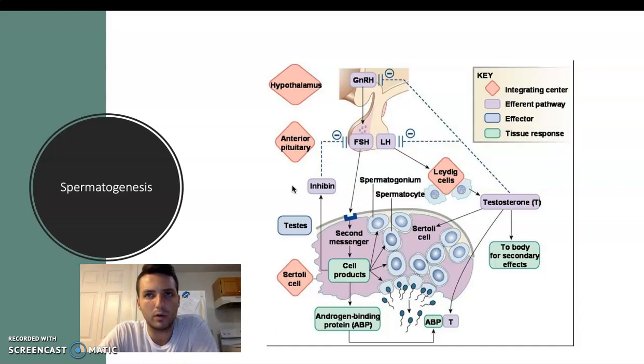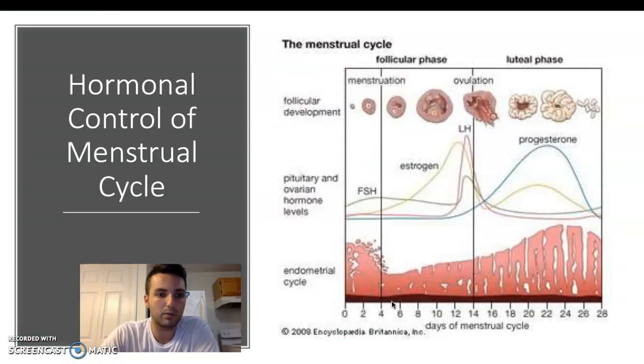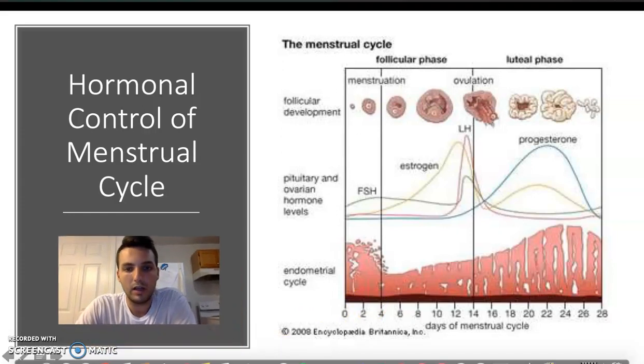It takes about 12 days or so, I think, for sperm to go through the epididymis and be matured. Once sperm reach maturity, they develop a flagellum, which helps the sperm become motile. That's when you know that the sperm is matured, because it's able to move, which will be seen as beneficial later. Then we're looking at hormonal control of the menstrual cycle.